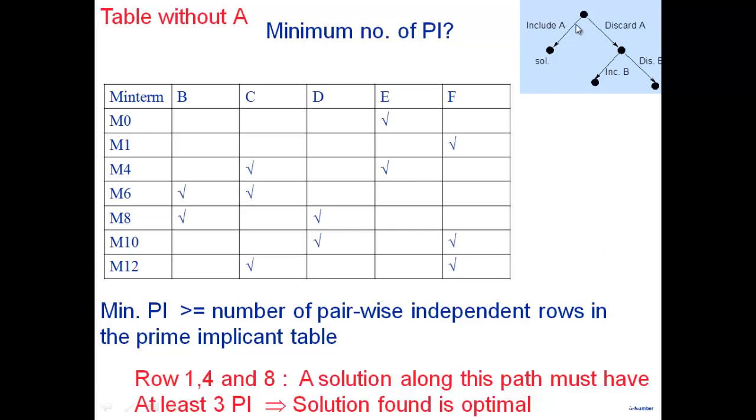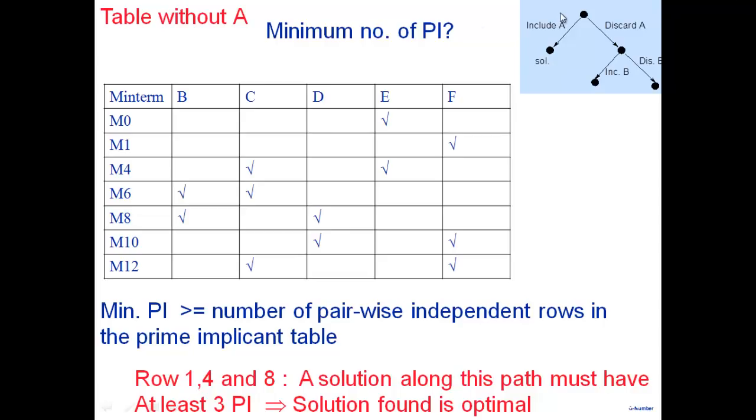So what is happening is I discarded A, and at this stage I find there are 3 pairwise independent rows. So I know that any solution along this particular path will have at least 3 PIs. And therefore, it's not worth following that particular path. I can neglect all this particular path here, and I should go along this particular path. Okay, so this helps in going through the branching, whether I should follow that particular branch or I should not follow that particular branch. Okay, all right.